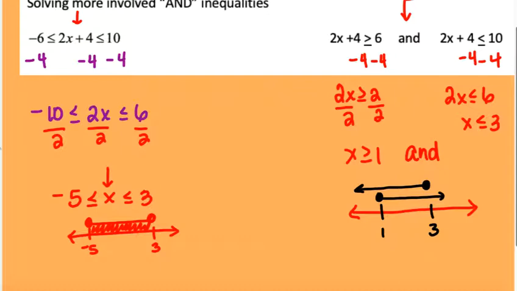The answer to the inequality is everything in between them, the overlapping area. Why? Because and involves overlap or intersection. All right, hopefully that is a little clear for you.